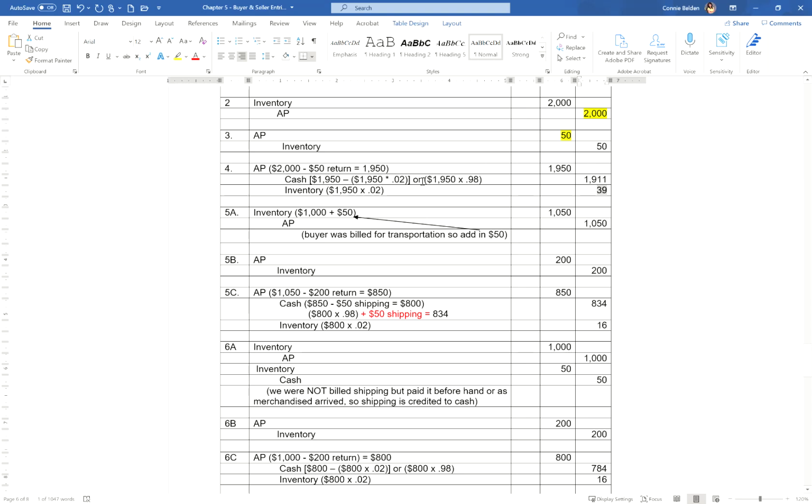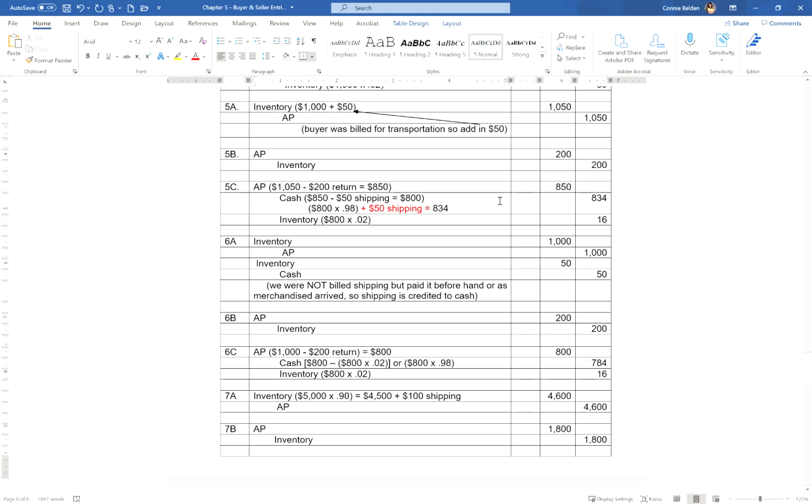Okay. Then the quickest way to do the cash, I'll show you a couple different ways here, but the quickest way then, you got a 2% discount, so you owe 98% of that $1,950. So 98% of $1,950 is $1,911. So I'll credit cash for $1,911 and credit inventory for the discount of $39.